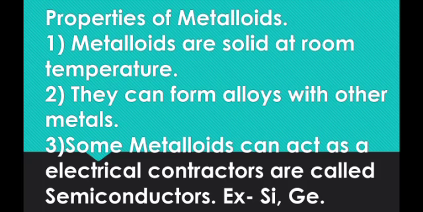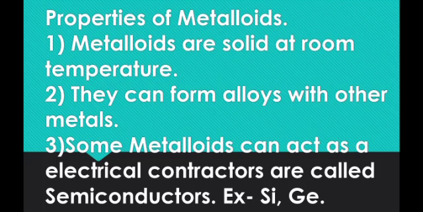What is an alloy? A metal made by melting and mixing two or more metals. That is an alloy. Simply, two different metals combined to form a new one is called an alloy. Example, nichrome. Nichrome is a combination of nickel plus chromium. Are you understood? Nickel plus chromium is equal to nichrome.